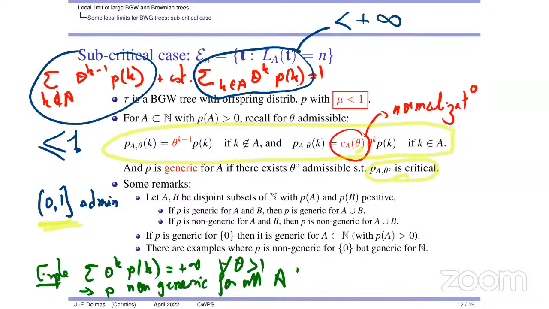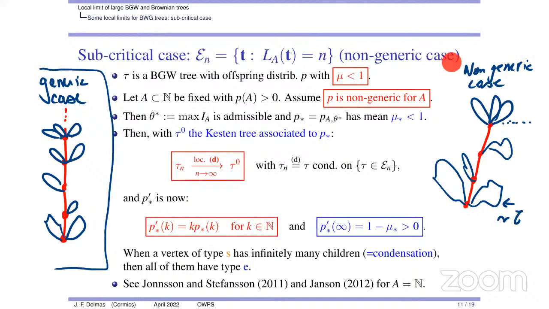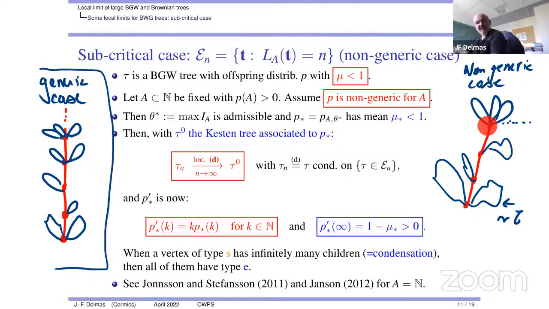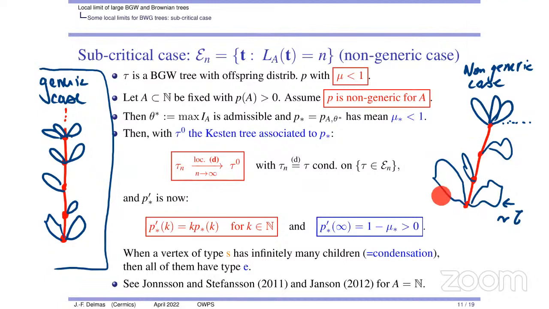Can you show once more what is the theorem for the non-generic case? What is the limit tree? Yes, it is an infinite tree. Tau zero is an infinite tree because this vertex here has an infinite number of children. So you have here a lot of Galton-Watson trees which are grafted on this individual here. In the generic case, you get the usual Kesten tree, which is an infinite spine decorated with independent Galton-Watson trees. In the non-generic case, you get a finite spine, decorated with independent Galton-Watson trees, and the last vertex here has an infinite number of Galton-Watson trees attached to it.